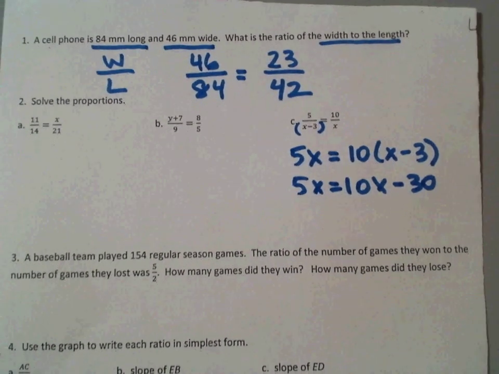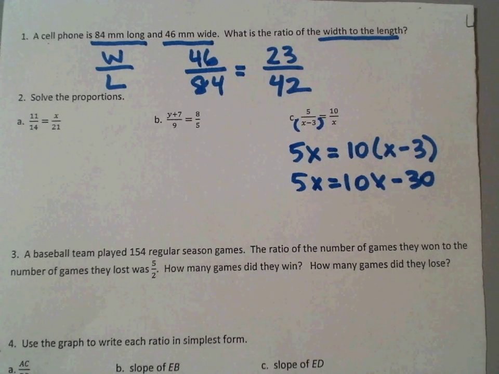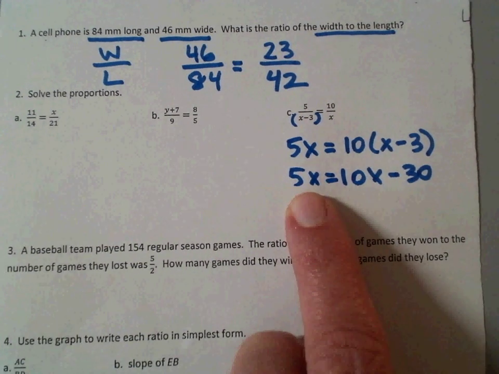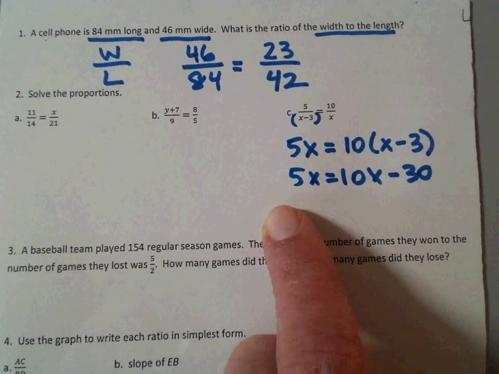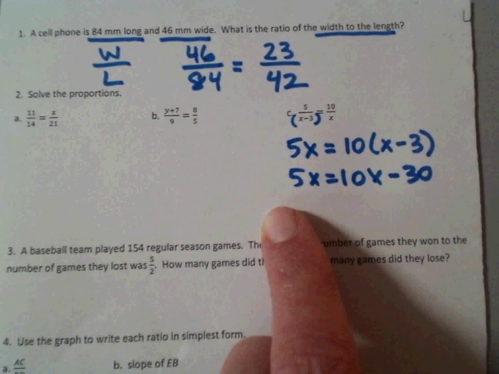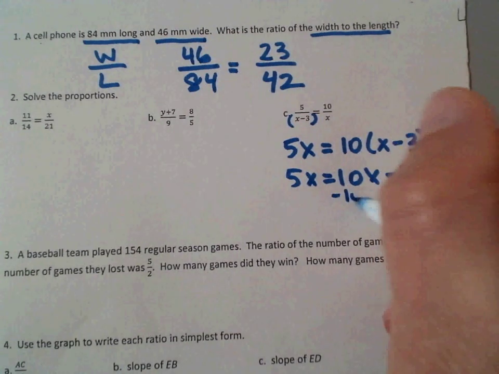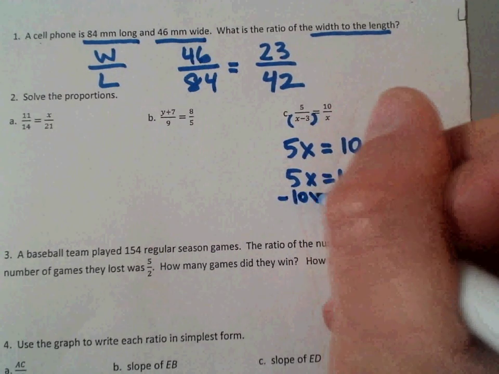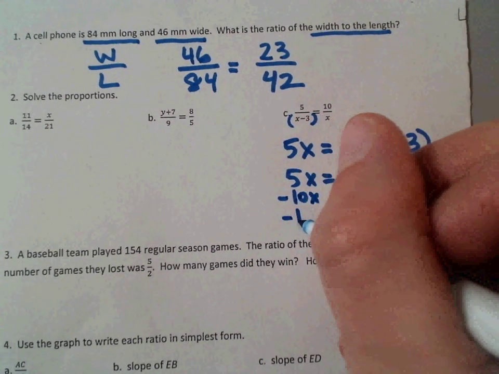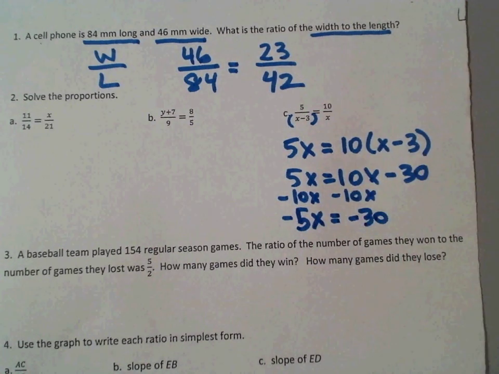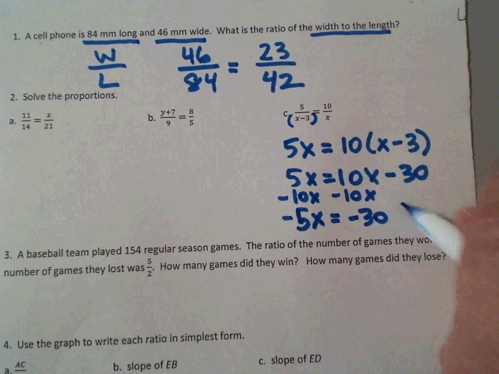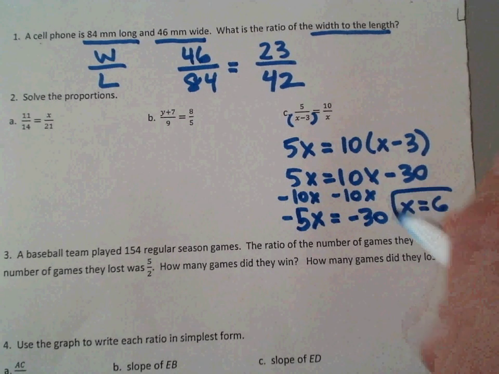What would you move over? Yeah, 5x is already over here, so move 10x over. 5x minus 10x is negative 5x, so negative 5x equals negative 30, right? Okay, divide by negative 5. What do you get? Yep, positive 6. I'm out of space.